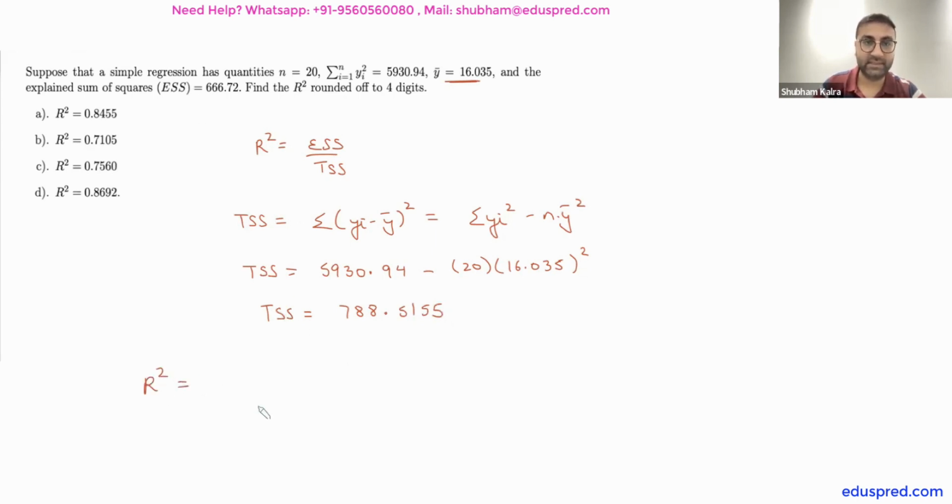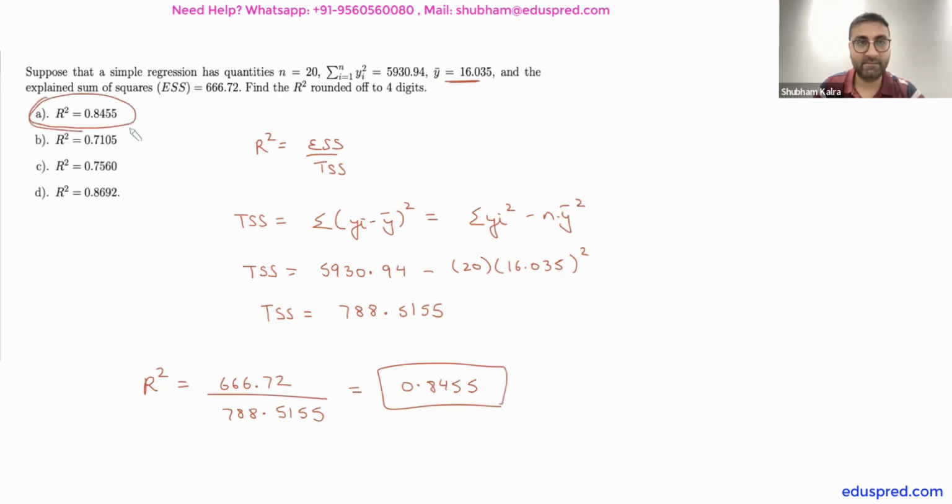Okay, and now it's quite simple to find R square. You already know what your ESS is equal to. So your ESS is 666.72. We have found that your TSS is equal to 788.5155, and this is going to be 0.8455. Okay, that means the correct answer is part A.